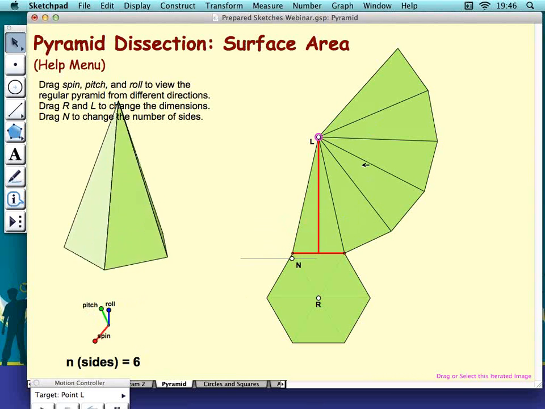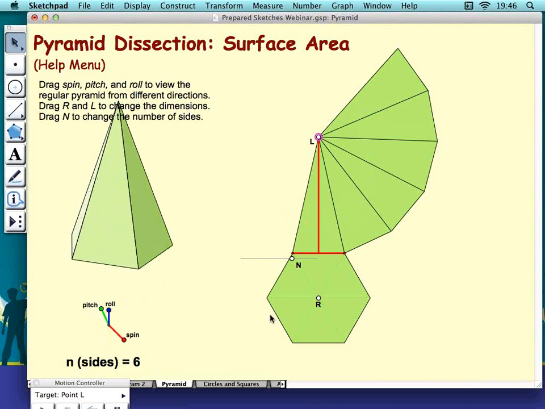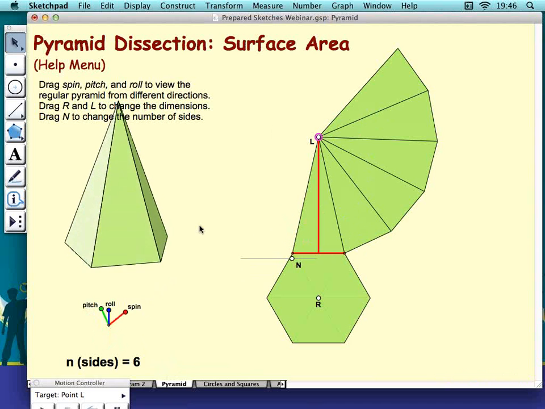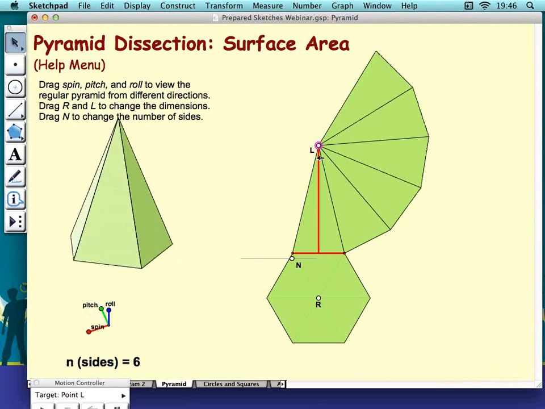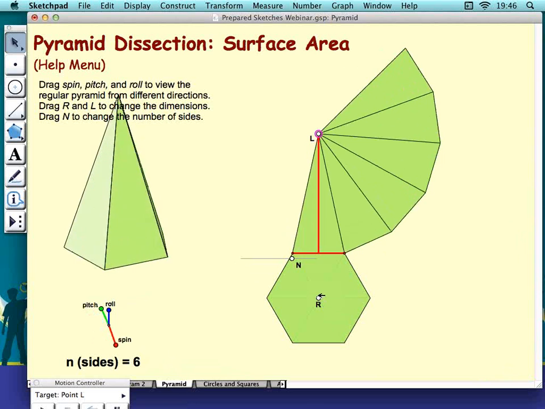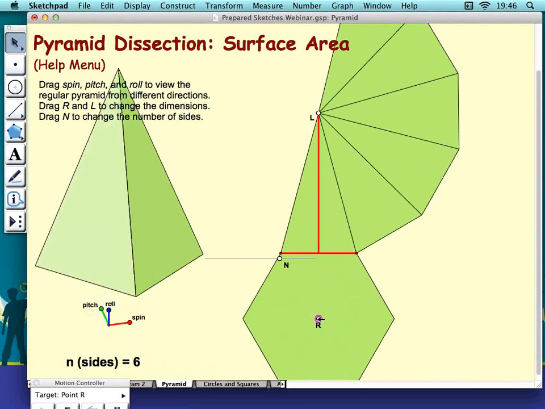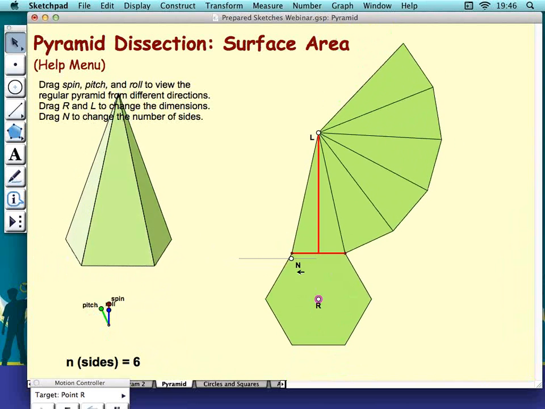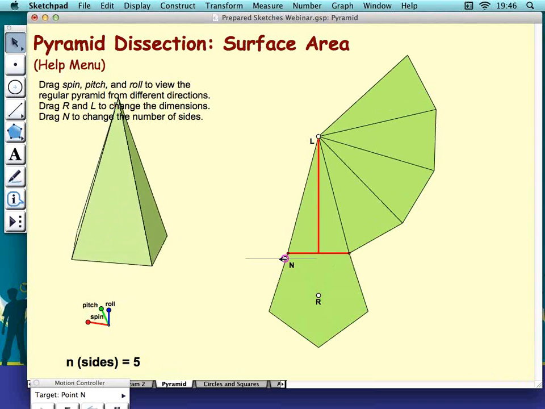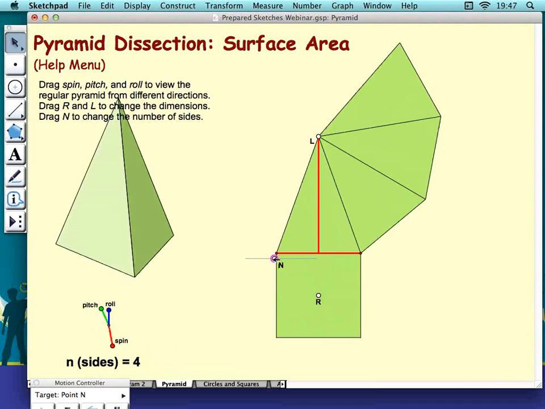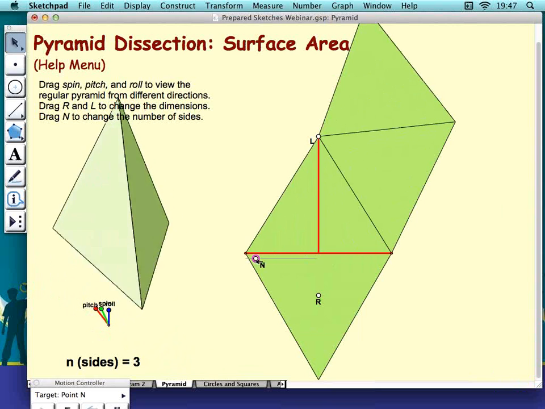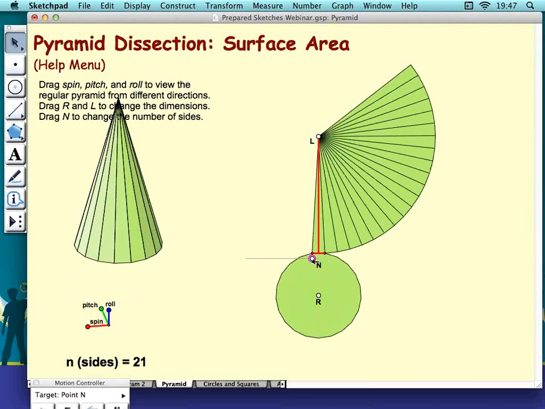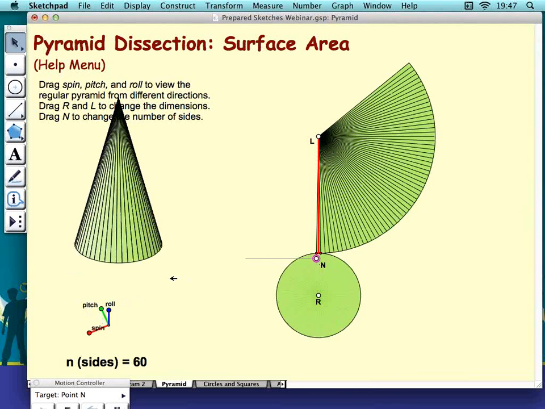net. And if you actually print this net out, students can fold this net to form the exact figure that they're seeing here. So we can change the height, we can change the radius of the base, making it larger and smaller, and we can even change the number of sides. So now I'm down to a four-sided, a square pyramid, pentagonal pyramid, even a triangular pyramid, and I can increase the number of sides to the point where I'm also thinking about cones.